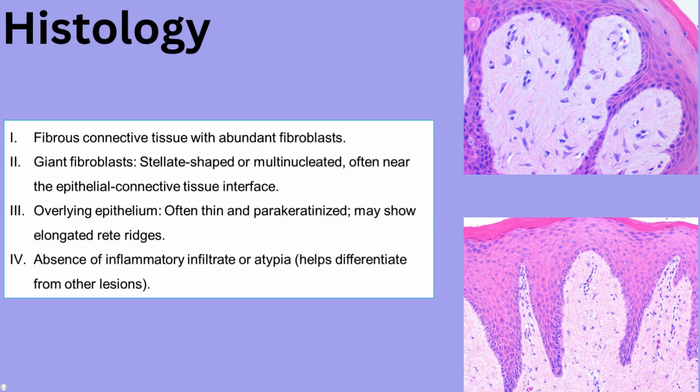Now, what are the histopathological features for the giant cell fibroma? First of all, it is fibrous connective tissue with abundant fibroblast cells. As you can see, the ones in the purple are all fibroblast cells, and the characteristic feature for the fibroblast cells are stellate-shaped or multinucleated. The overlying epithelium can be either thin or parakeratinized, and as you can see, these long things are referred to as elongated rete ridges. Plus, there is absence of inflammatory cells, which helps to differentiate it from other conditions in which inflammatory cells are present.